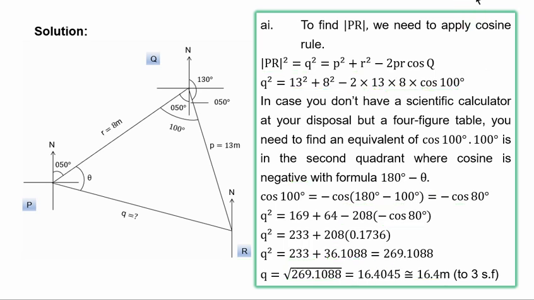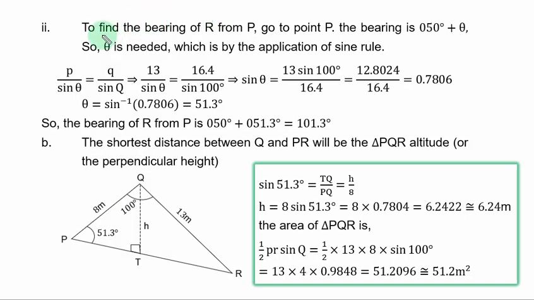The next question is to find the bearing of R from P. To do that, you go to P, you start movement from the north to that line that joins P and R together. So from here to here is 50 degrees. We need this remaining angle denoted by theta. Once you obtain theta, you add it to 50 degrees. That gives the bearing of R from P. Roman figure 2. To find the bearing of R from P, go to point P. The bearing is 50 degrees plus theta, as I have said.